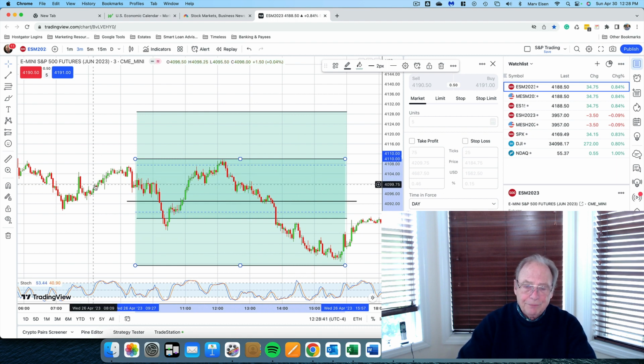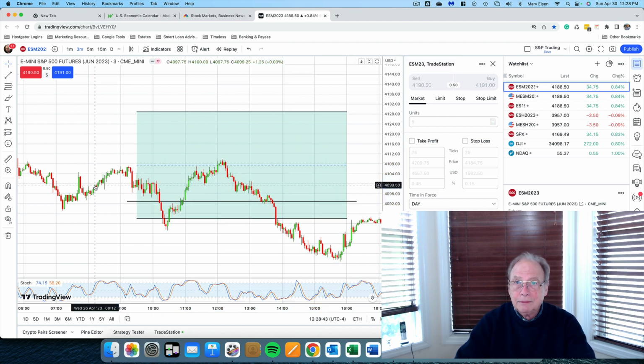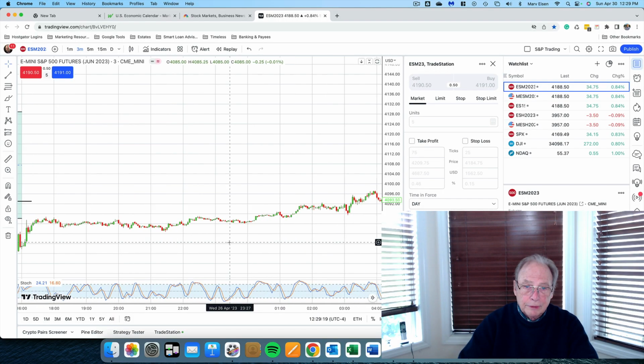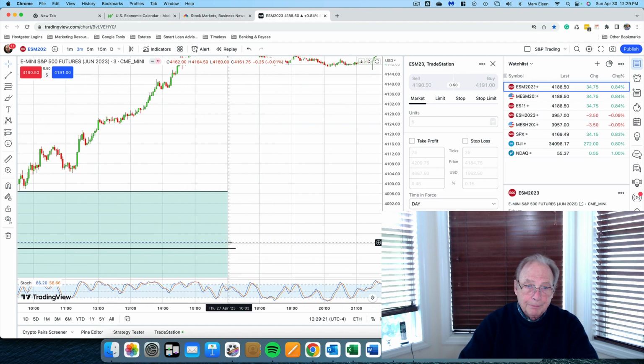Now, this was a little bit unusual because the intraday high or low is generally put in the first half hour to hour of the day. And here, the intraday high was put in after 12 o'clock. Certainly, the low that was put in at 10:30 was not the intraday low because prices traded lower. But nevertheless, this is how you use these tools. And so let's go over to the next day, April 27th.